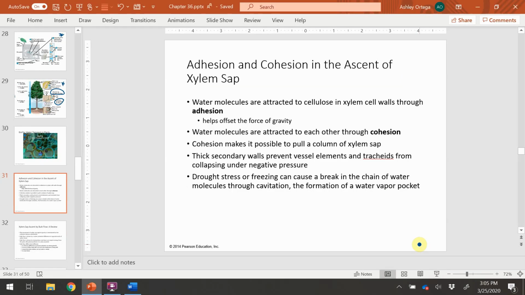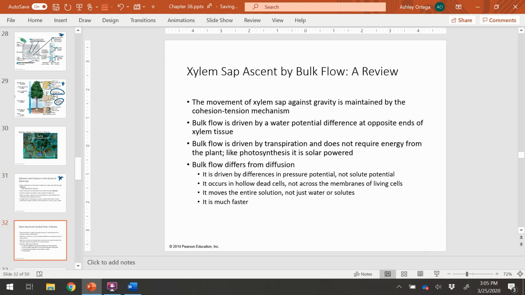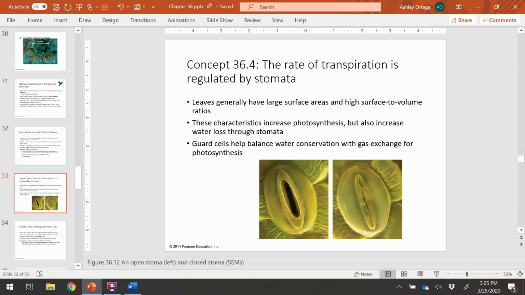Okay, so here shows you the description of adhesion and cohesion. So I'll mark that too if you want to study those. That'd be good. And this is a review page of how xylem moves up and is pulled up through by the properties of adhesion and cohesion. And now we're going to look at those openings on the leaves, the stomata, and how they help with the rate of transpiration.